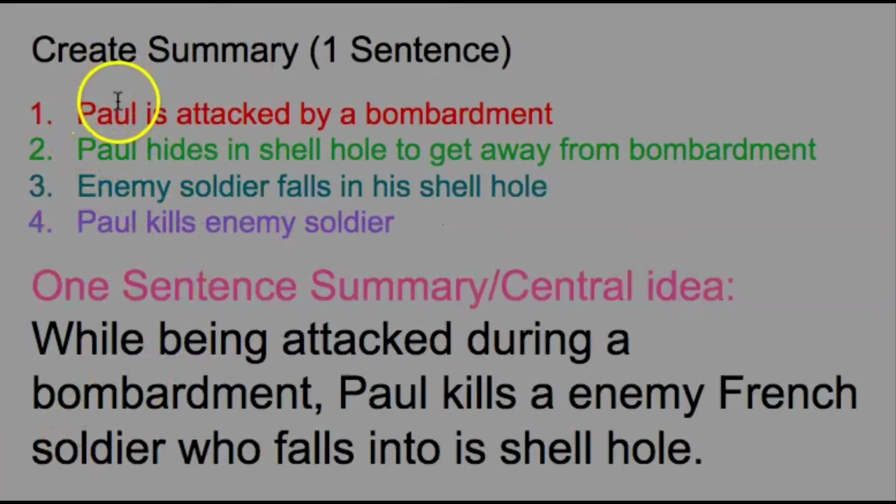So now looking at my bullet points here of what has taken place over those 3 pages, I'm now going to write a 1-sentence summary. And I have, while being attacked during a bombardment, Paul kills an enemy French soldier who falls into his shell hole. Okay? So that is how you would get to a summary or a central idea.